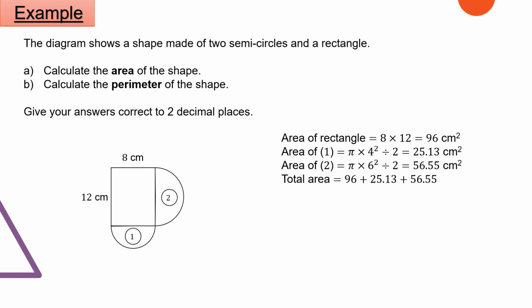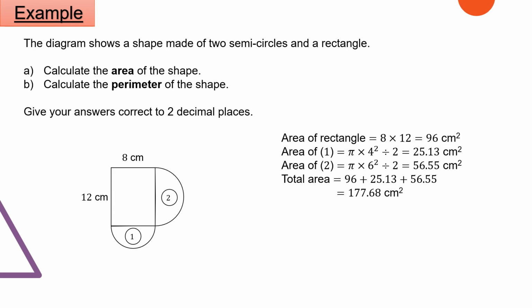Now for the total area, I have to add all of them together, which is 96 plus 25.13 plus 56.55, which is going to be 177.68 centimeter square. You put this value in your calculator, you'll find this answer.